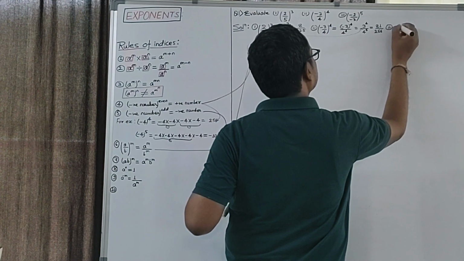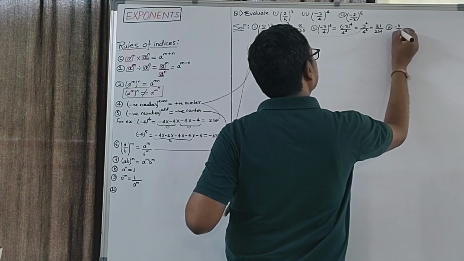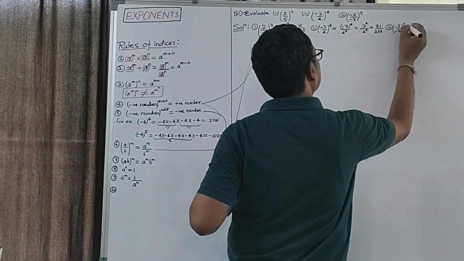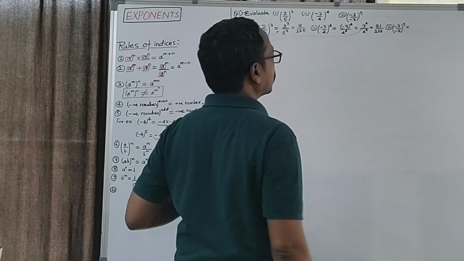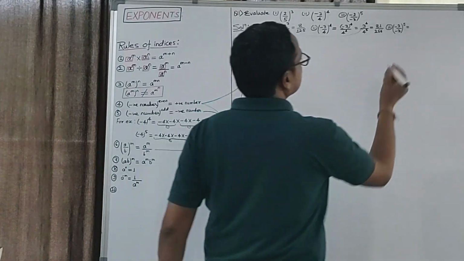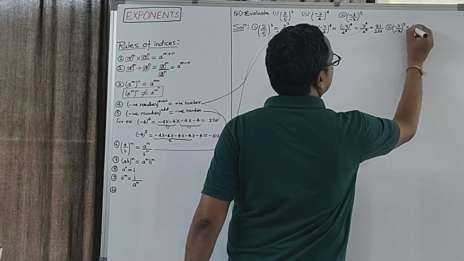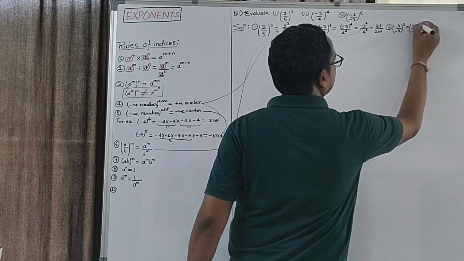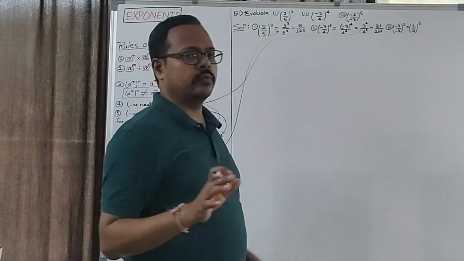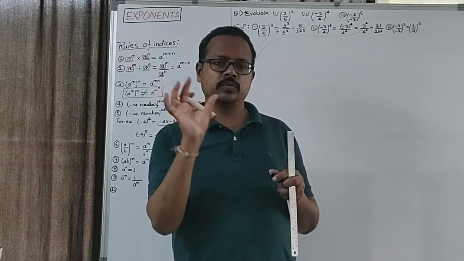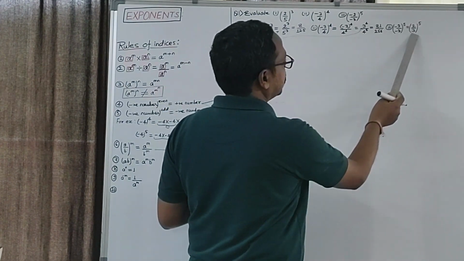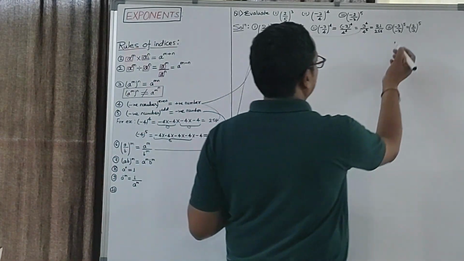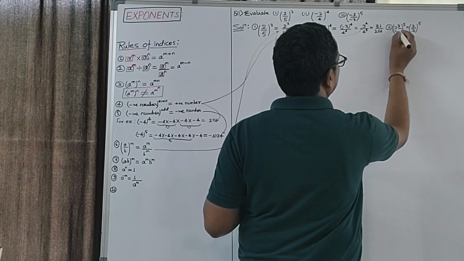Let us see how to solve this: minus 2 upon minus 3, to the power 5. We can do this quickly. Minus 2 upon minus 3 will be 2 by 3. It is not related to exponents, it is a general thing: minus divided by minus will always give you plus. So minus 2 by minus 3 is equal to 2 by 3. It is a fundamental rule of mathematics.